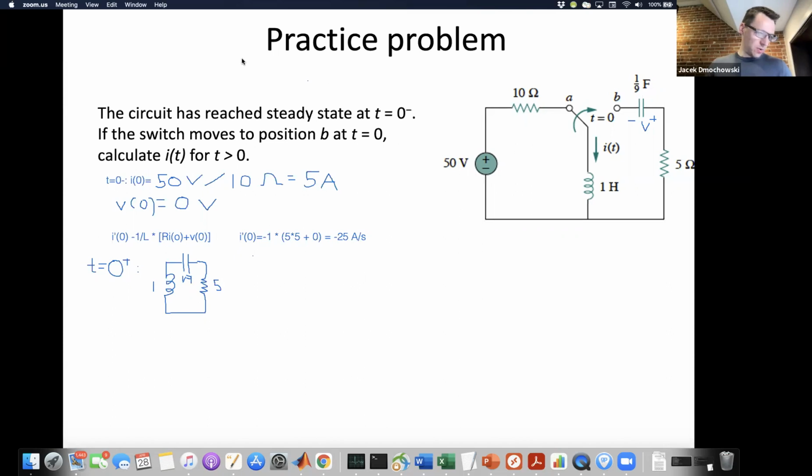Now we have to define our alpha and our omega, right? So alpha is equal to R over 2L. In this case, R is equal to 5 and L is equal to 1, so alpha becomes 2.5.